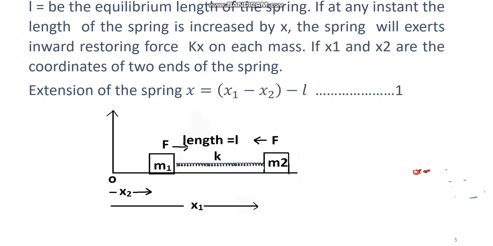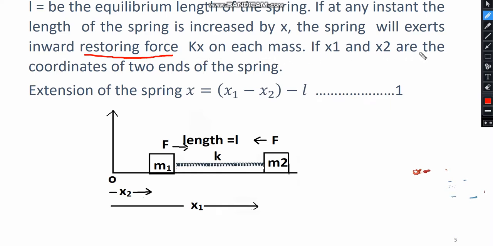L be the equilibrium length of the spring. If at any instant the length of the spring is increased by x, the spring will exert an inward restoring force kx. The restoring force will be equal to minus kx. That minus sign indicates that it acts in the direction opposite to the applied force. This is what I taught you in simple harmonic motion. That is, restoring force equal to kx on each mass.